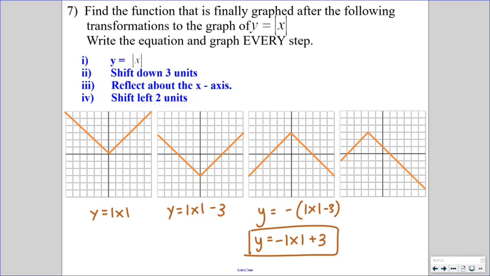The last thing we need to do is represent that in the equation. So movement to the left 2 occurs inside of the function. If we're moving to the left 2, we're going to represent it as a plus 2 in the equation. And then that plus 3 stays there as well. So y is equal to negative absolute value of x plus 2 plus 3. That's our final answer, final step there.